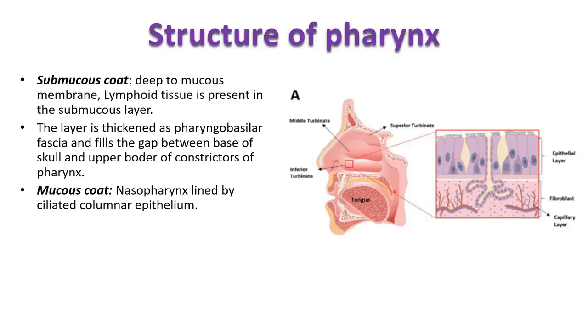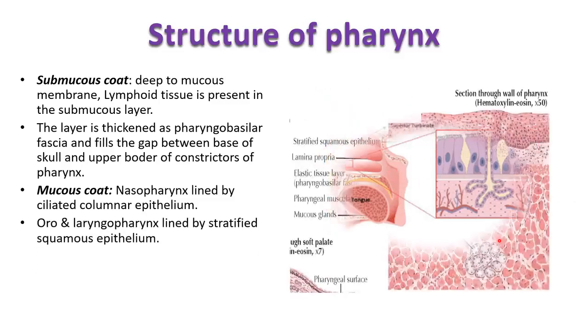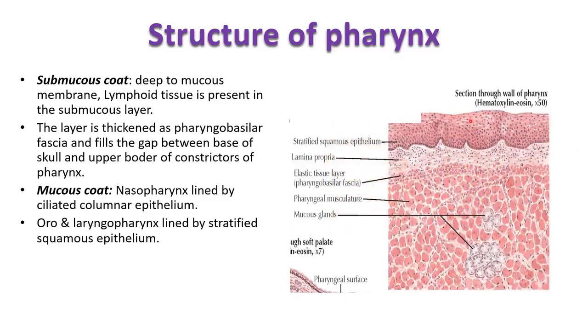Then the remaining part of the pharynx, the mucous membrane of the laryngopharynx and the oropharynx, is lined by stratified squamous epithelium. That is the typical stratified squamous epithelium with low columnar to cuboidal, polyhedral cells, and the superficial cells are squamous in nature. This is the epithelium of wear and tear, and here it is stratified squamous, non-keratinized. They don't have a keratin layer.